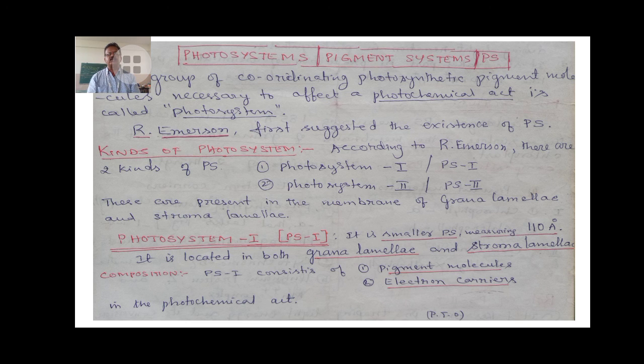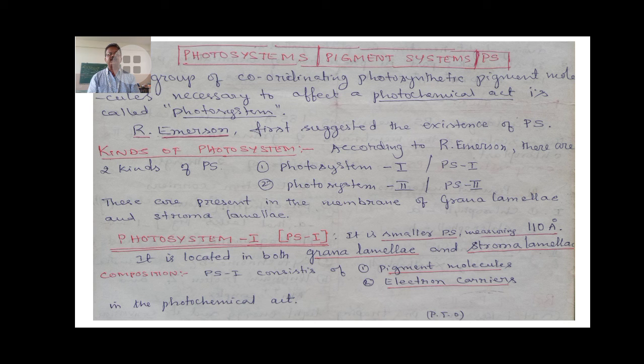Pigment molecules include both chlorophyll pigments and carotenoids, and the chlorophyll pigments consist of chlorophyll A670, chlorophyll A690, chlorophyll A700. Among the three, chlorophyll A700 is very important in the photochemical act. And the next one is carotenoids. The carotenoids are mostly beta carotene.